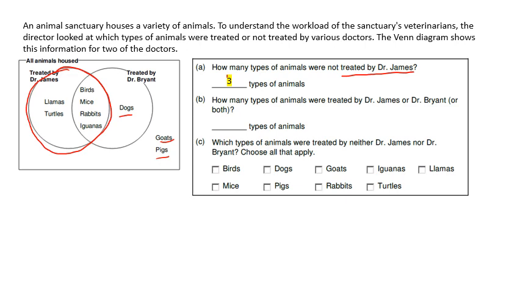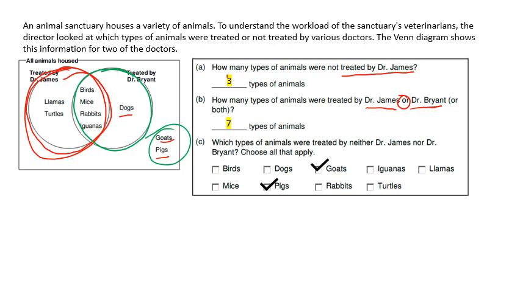B, how many animals were treated by Dr. James or Dr. Bryant? So Dr. James or Dr. Bryant, if you're in either one of these 2 circles, you were treated by one or the other. There are 1, 2, 3, 4, 5, 6, 7. So 7. Finally, which types of animals were treated by neither doctor? Neither doctor are the 2 on the outside here, which are goats and pigs.